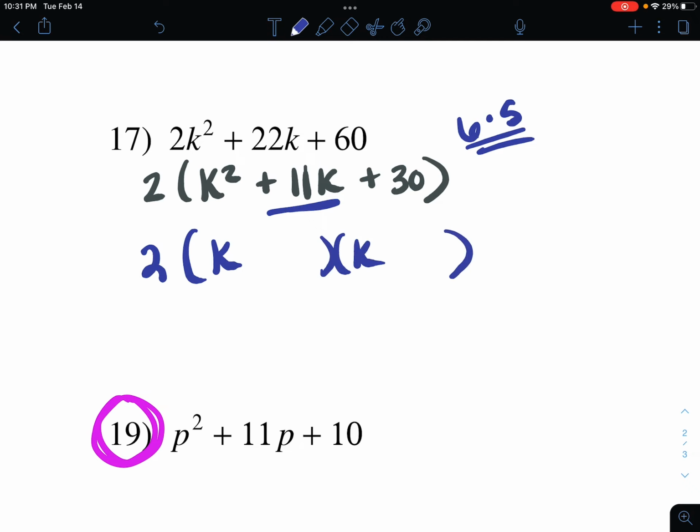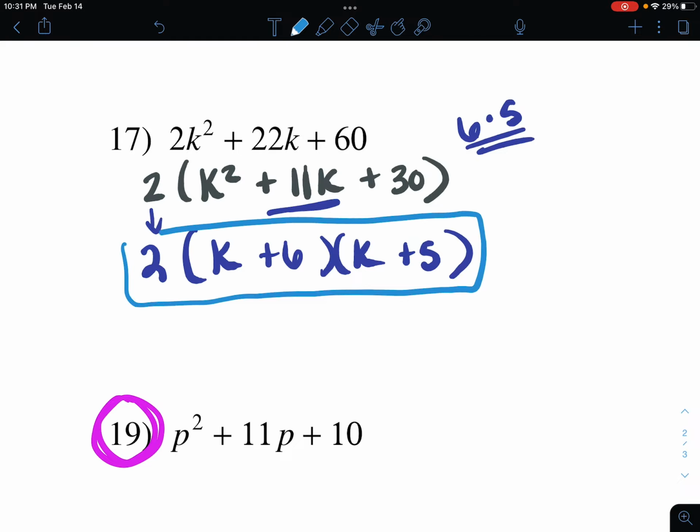Again, not a fan. I know my 2 parentheses are going to be a k and a k. So that 2, notice how it just comes down. That is just an ornament now. And then plus 6 and plus 5. Because everything's positive, 6 plus 5 is 11 and 6 times 5 is 30. So that's the solution for this one.